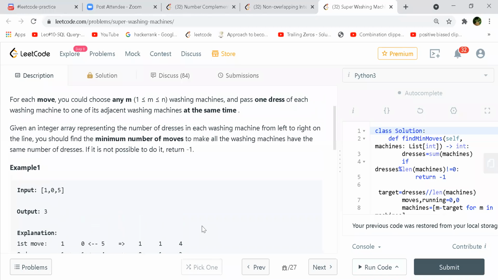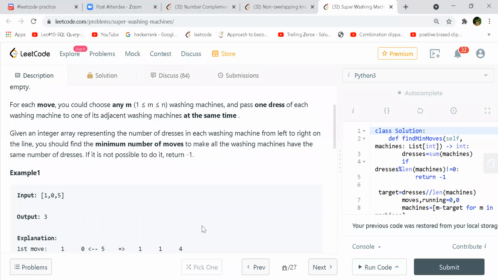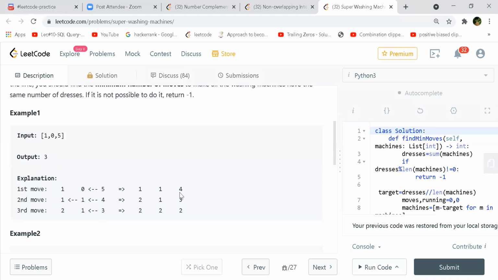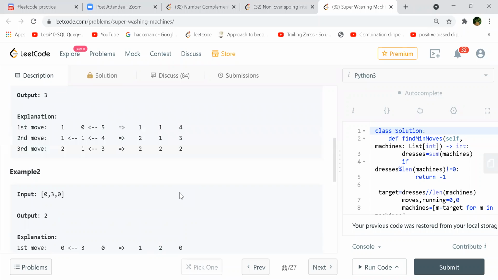Yeah. We can skip, right? No, no, we cannot skip adjacent washing machines. Yeah, that makes sense. Therefore, that becomes a slightly different problem.